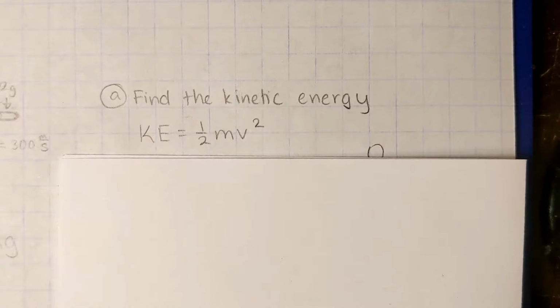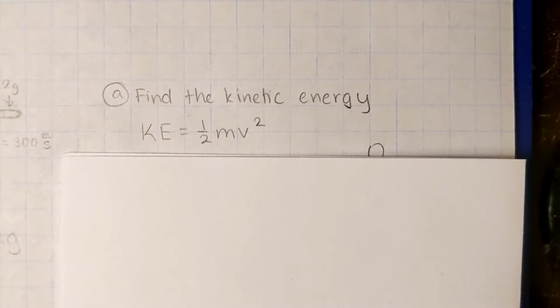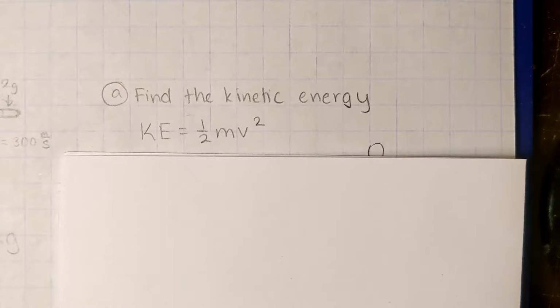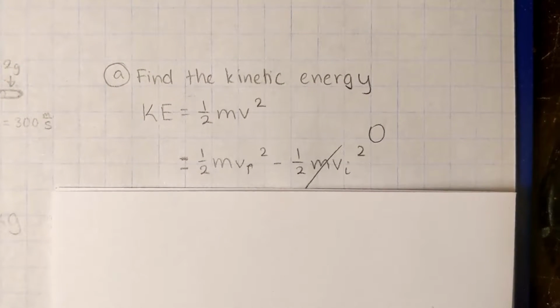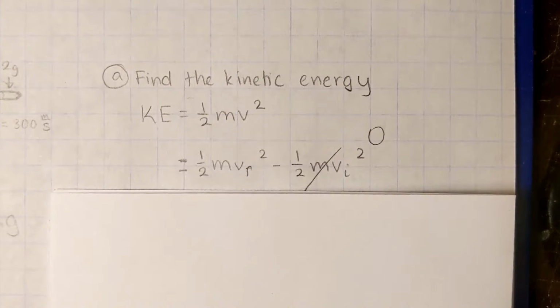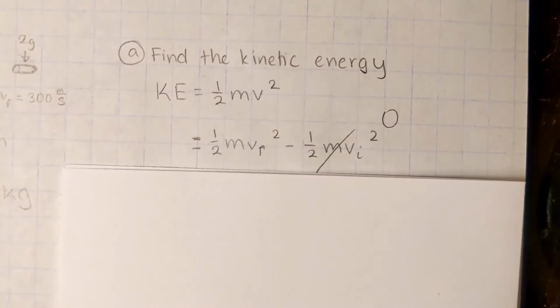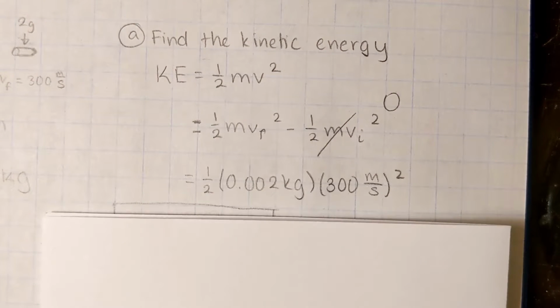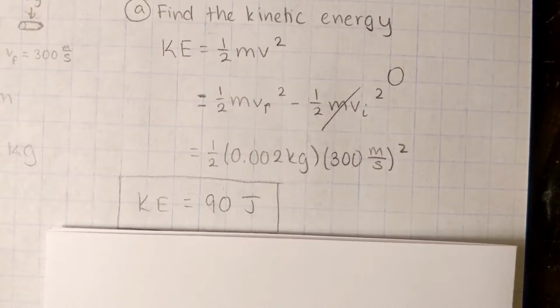So the first part of this problem is that we want to find the kinetic energy. So we're going to use this formula, which is kinetic energy equals half mv squared. Take note that the v squared is actually vf squared minus vi squared. So we're going to expand it to this. So the initial velocity is 0 because the bullet is starting at rest, and so we're going to just use this part of the equation, and when we plug in the values for that, we get this, and when we calculate this, we get 90 joules as the kinetic energy.